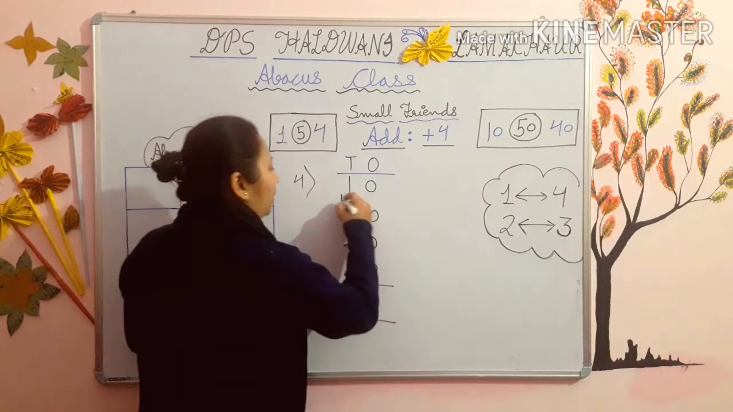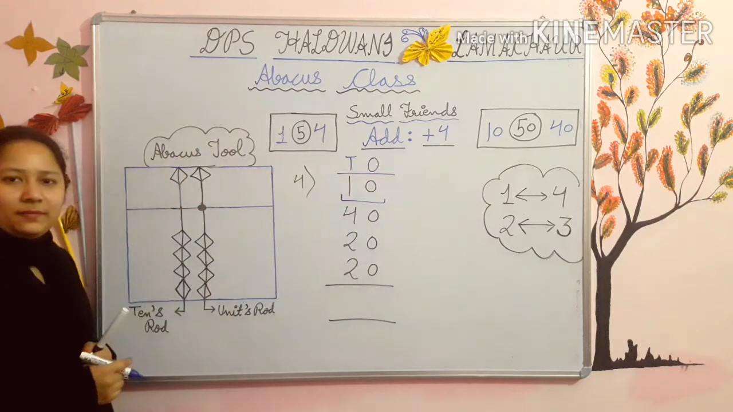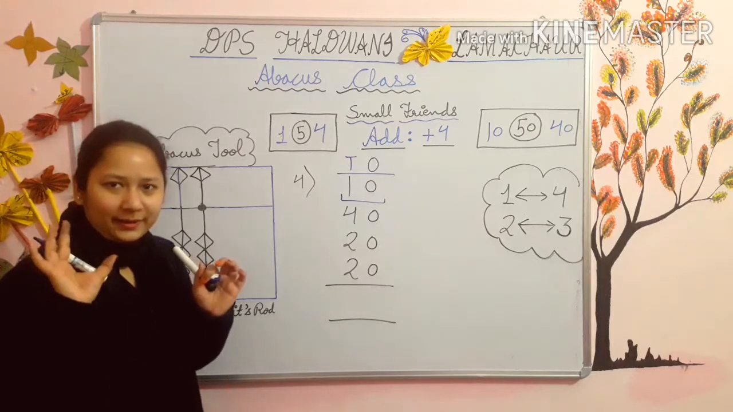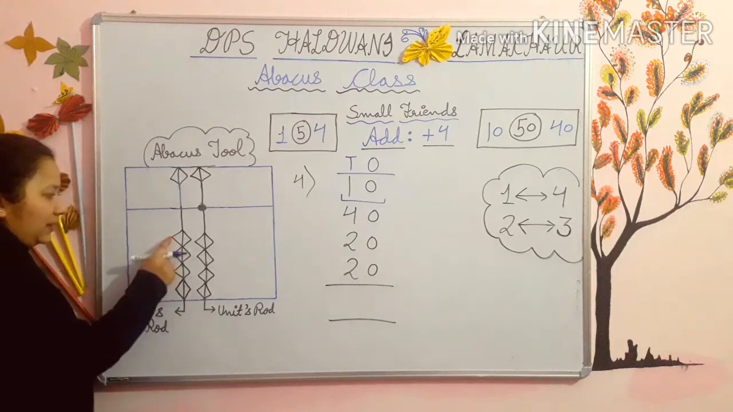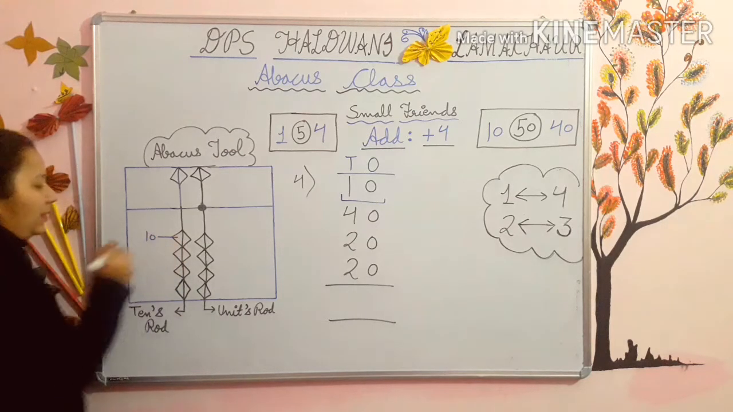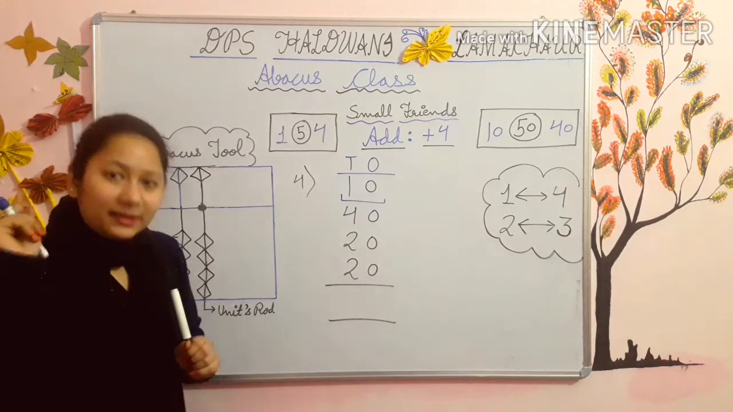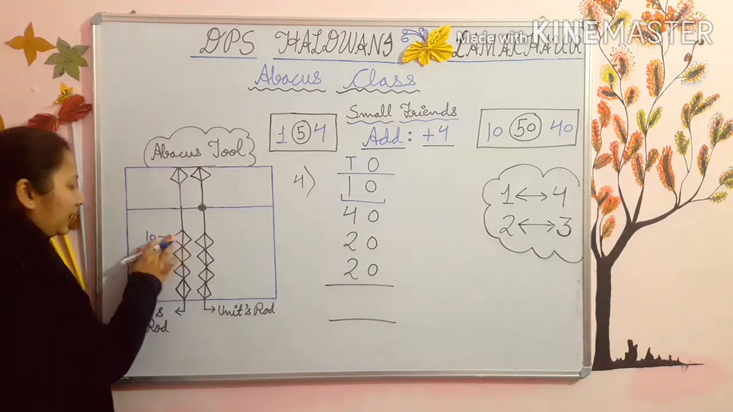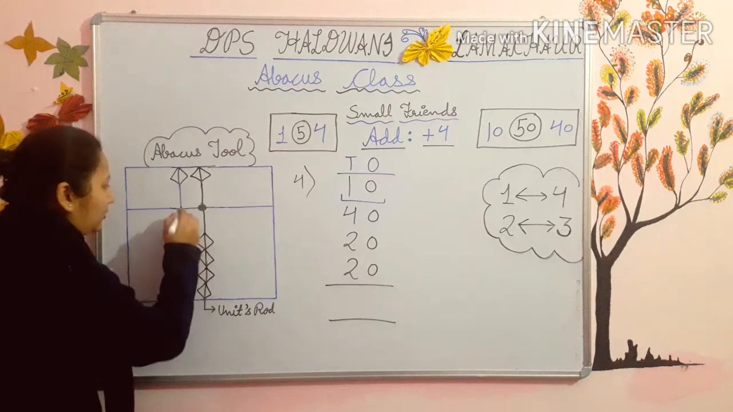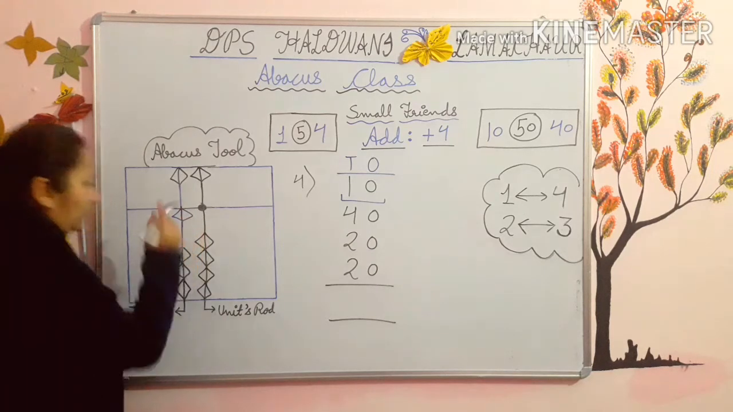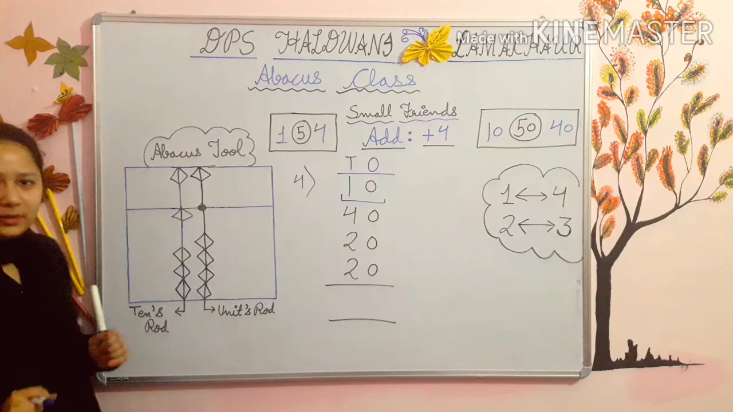See, first of all you have to add 10. Whole number you can take at a time. Now 10, you know that tens rod, one bead is 10. Tens rod में एक bead की value कितनी होती है? 10 होती है. So directly you can do add 10 in tens rod. This 10 in tens rod.